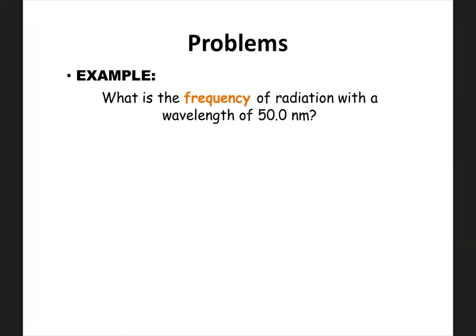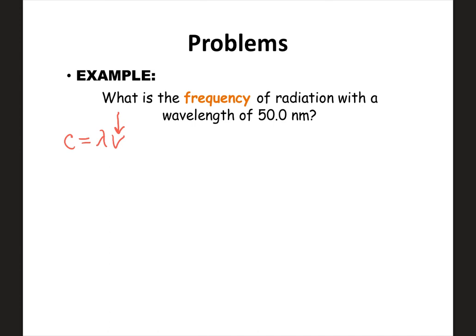This one says, what is the frequency of radiation with a wavelength of 50.0 nanometers? So again, we only have one equation to worry about right now. C equals wavelength times frequency. So that's going to be the equation that we have to use here. We need to figure out what we're solving for. This one is asking us for what is the frequency. So frequency here is going to be that V. So that's what we're going to be solving for.